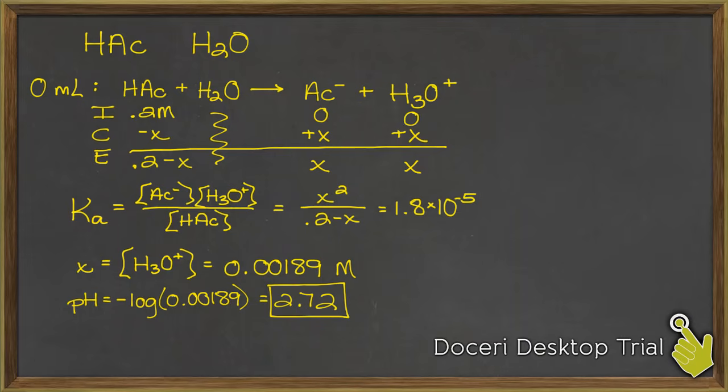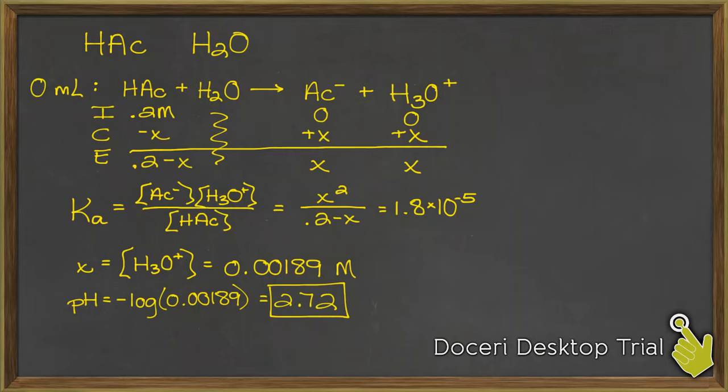I was able to solve for X by graphing the equilibrium expression set up right there. I solved for the intersection on my graph. I found X, and I knew that whenever I solved for X, that would be equal to the hydronium concentration. Then I was able to plug that number directly into my pH calculation, and I got 2.72.